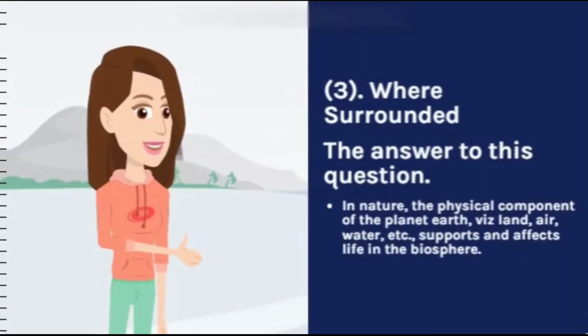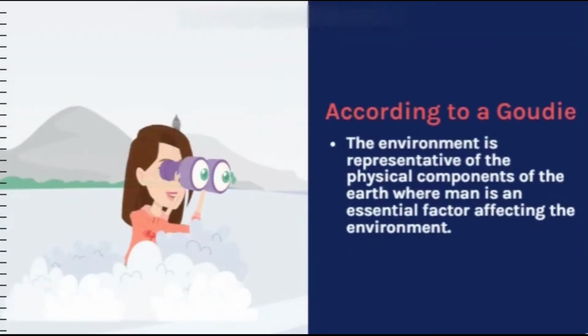3. Where are we surrounded? The answer to this question: in nature, the physical component of the planet Earth, viz. land, air, water, etc., supports and affects life in the biosphere. According to Agouti, the environment is representative of the physical components of the Earth where man is an essential factor affecting the environment.